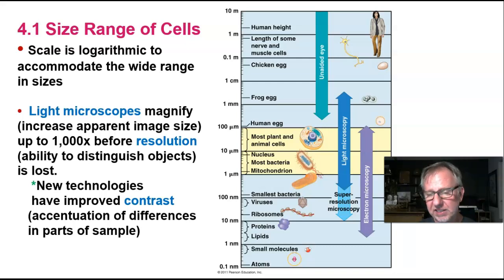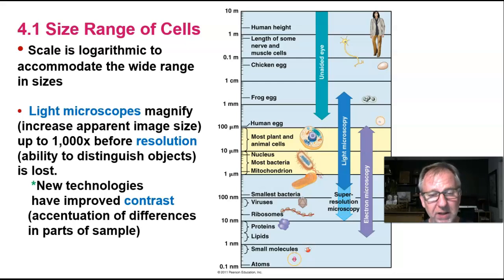Now, in order to see these cells, of course, we need to use a microscope. And light microscopes magnify things, make them look bigger. When we magnify things, we're not actually making them bigger, we make them look bigger. So we're increasing their apparent size. Now, light microscopes can magnify things up to about 1,000 times before resolution begins to be lost or diminished.